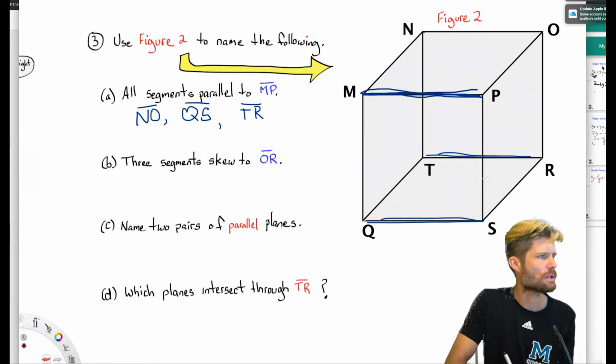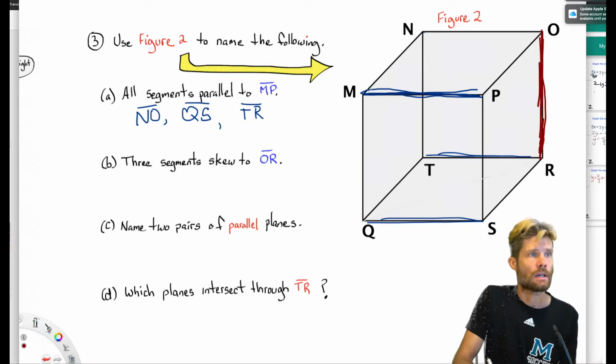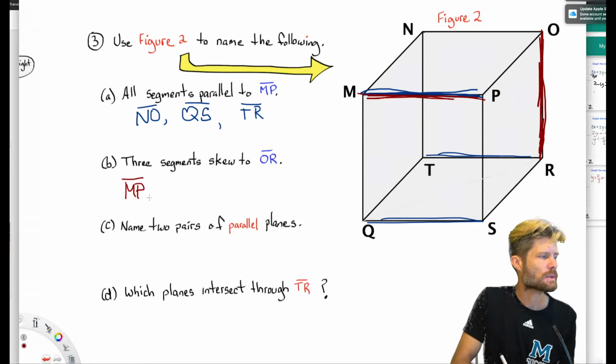3 segments skew to OR. Alright, so here's OR over here. And what is skew? Skew means that they're not parallel and they don't intersect. So, how about MP? Let's go with this one again. MP works. Segment MP, 2 capital letters with a segment symbol on top. QS also is not parallel and does not intersect. Also non-coplanar, right? Skew means that they're non-coplanar.